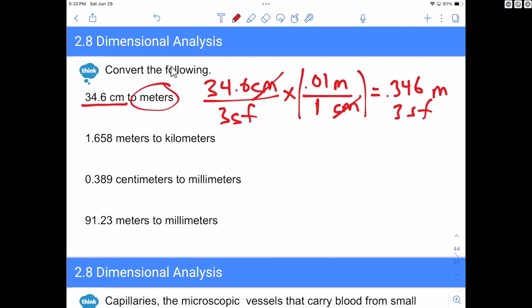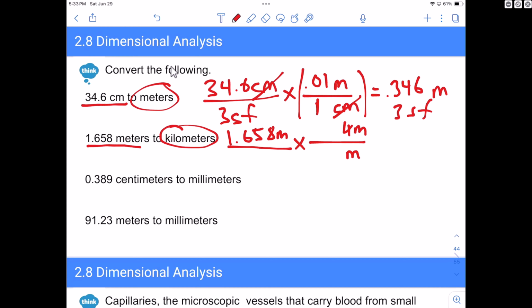Let's continue on with this next problem here. It says 1.68 meters to kilometers. Again, identify what you're starting with and where you're ending, and start with the information given you in the problem. So 1.658 meters. Put that on top of your fraction. Whatever unit is on top of the first step goes on the bottom of the next step, so meters. I go and look at my chart. I find that there is a direct conversion between kilometers and meters.